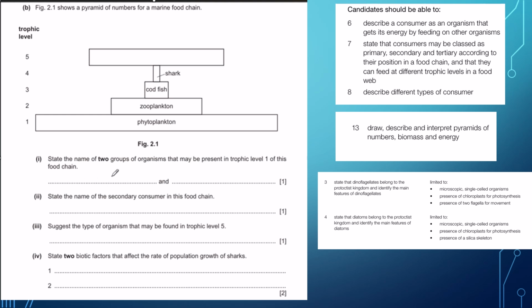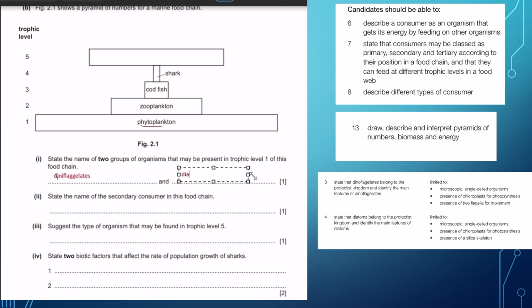First question is state the name of 2 groups of organisms that might be present in the trophic 1 level. And this here is phytoplankton. So let's say this could be dinoflagellates, or it could be diatoms. Could also be cyanobacteria, but I'm just choosing this one here. State the name of a secondary consumer in this food chain. Well, the secondary consumer is here on trophic level 3, and that is the cod.